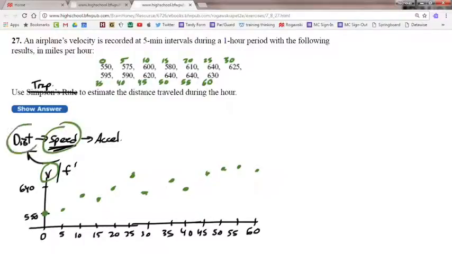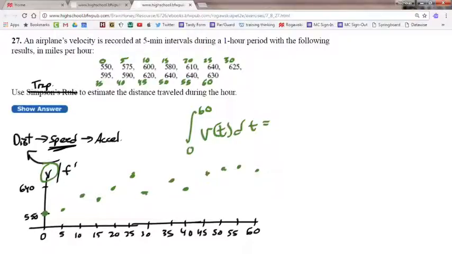If we want to go from speed to distance, what would we have to do? We would have to do the integral of the velocity. There's velocity. I'll put time in there, so there's dt. Cool. And we're going from 0 minutes to 60 minutes. So that's what it would look like. Did you have to write that? No, you did not. You just had to find the area of every trapezoid.